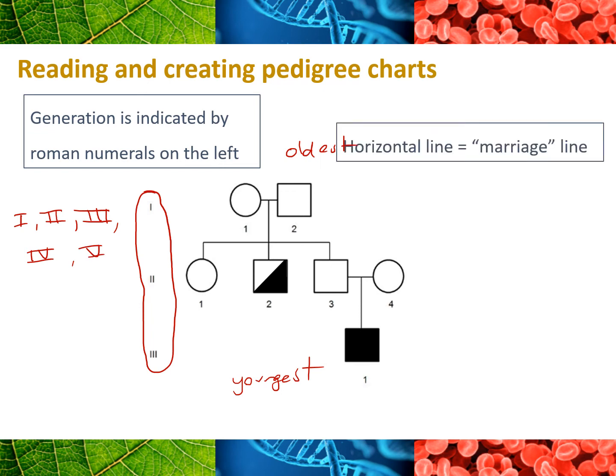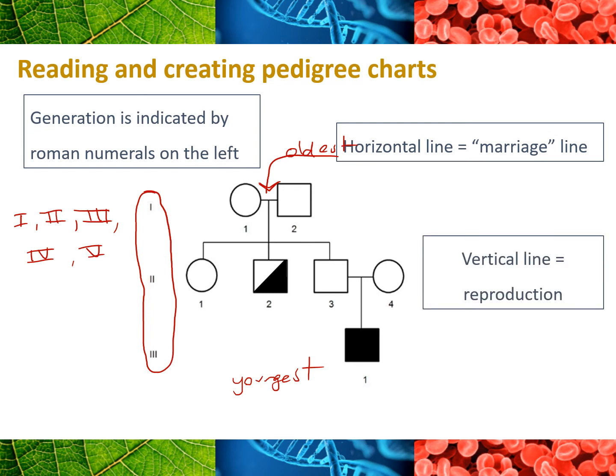You'll see that there's these horizontal lines between people. That line indicates, it's called the marriage line, but obviously a couple does not need to be married to have children. So I don't like calling it that. That's technically what it's called, but that's basically that kind of partnership line that goes horizontally between two individuals. Then these vertical lines are the reproduction line.